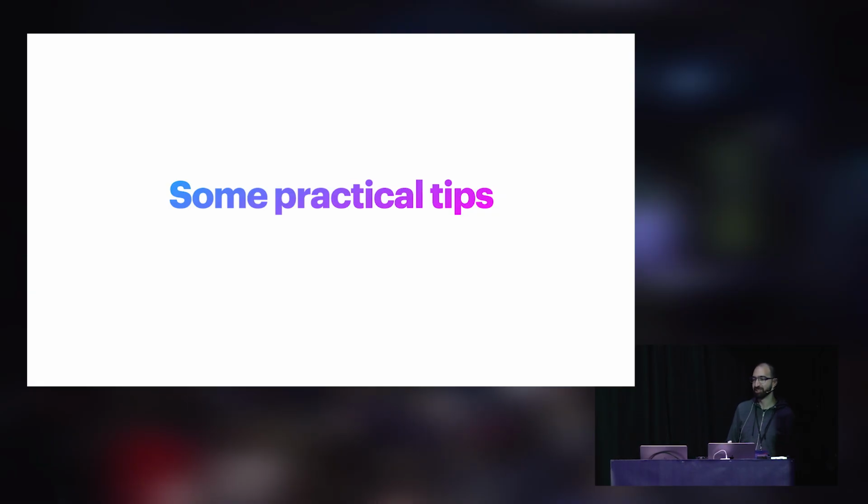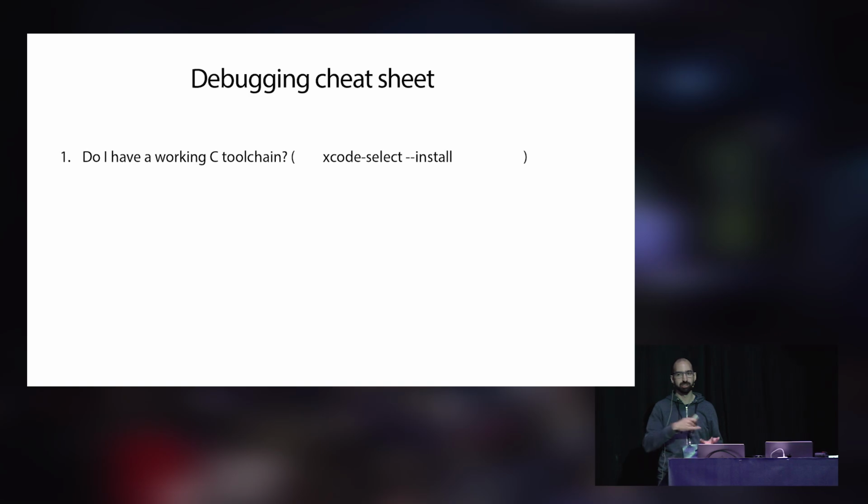So I want to finish up with some practical tips. First, a debugging cheat sheet. I want to finish with some clear steps on what to do when you're running into this issue. First, do I have a working C toolchain? That's the C compiler and C linker. If you get a really fresh computer, it doesn't come with that. You have to run xcode-select, but you usually only do that once per computer.